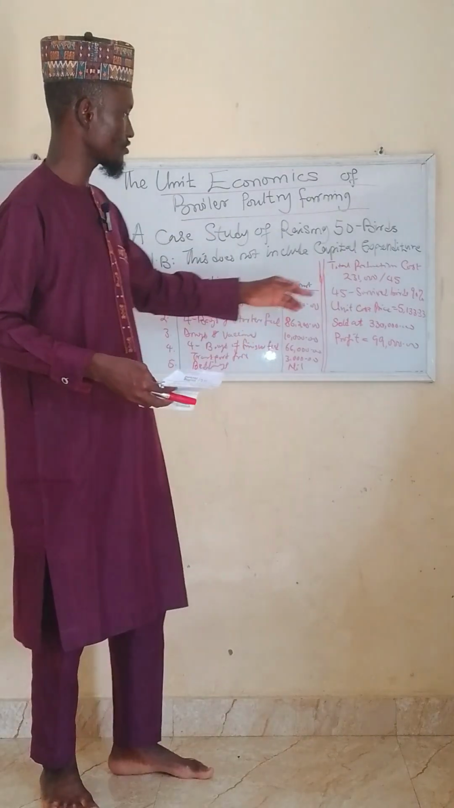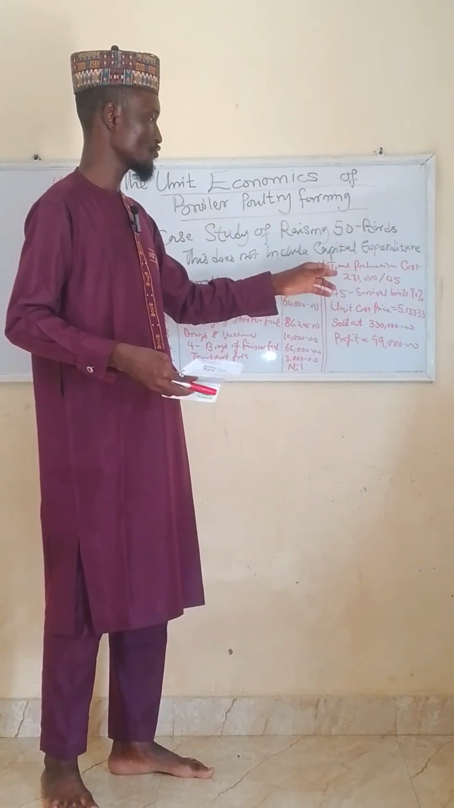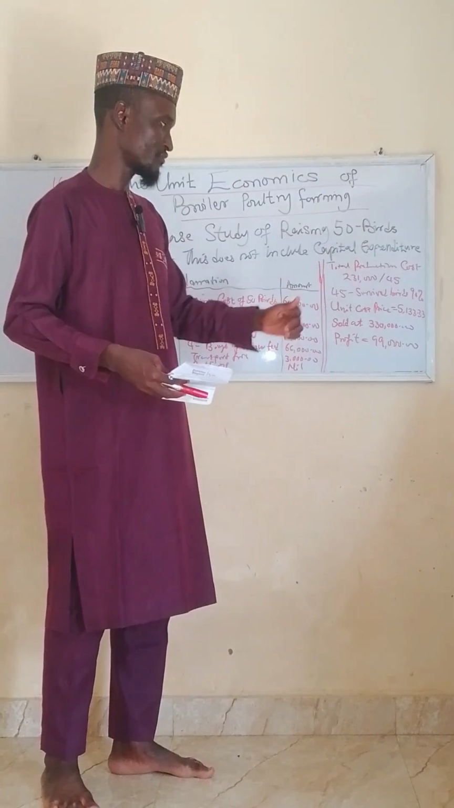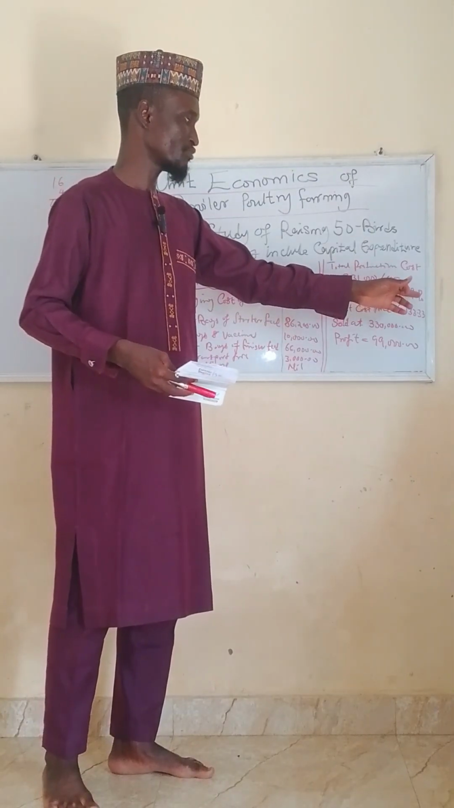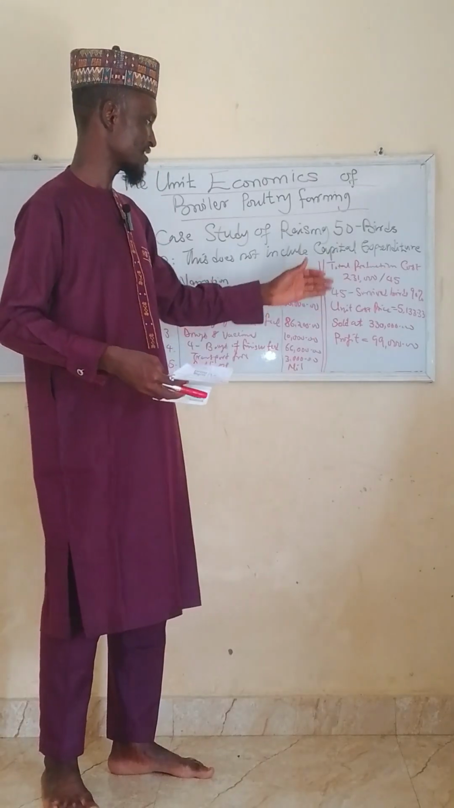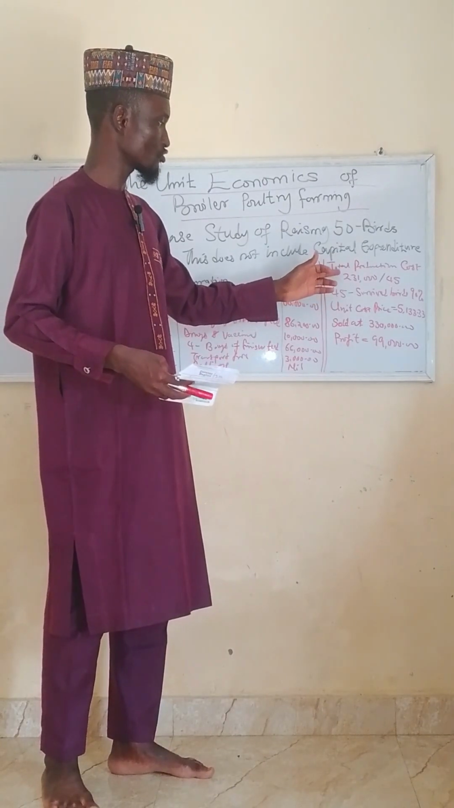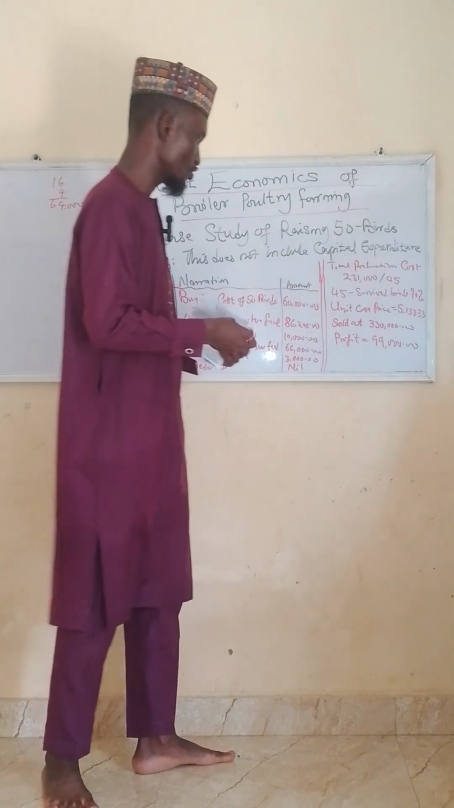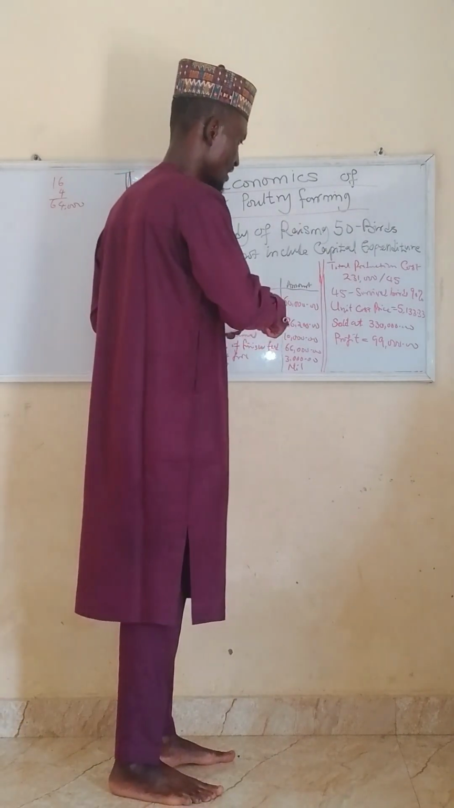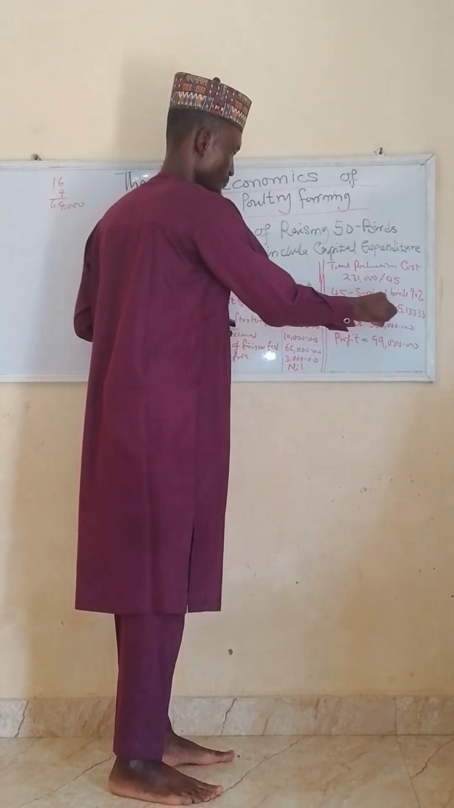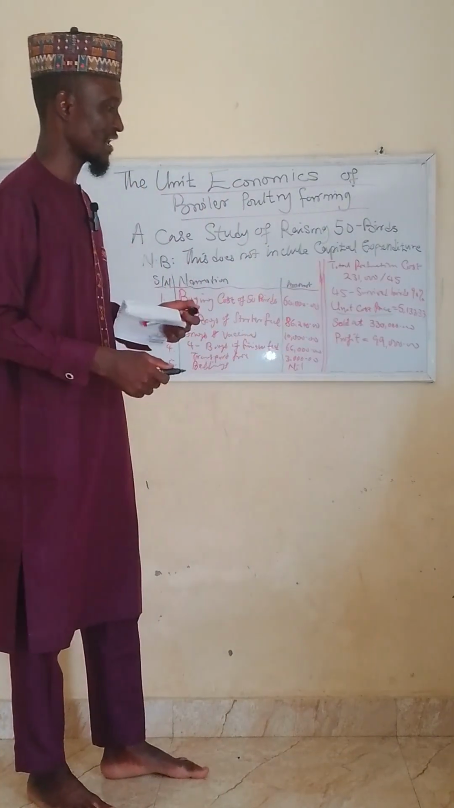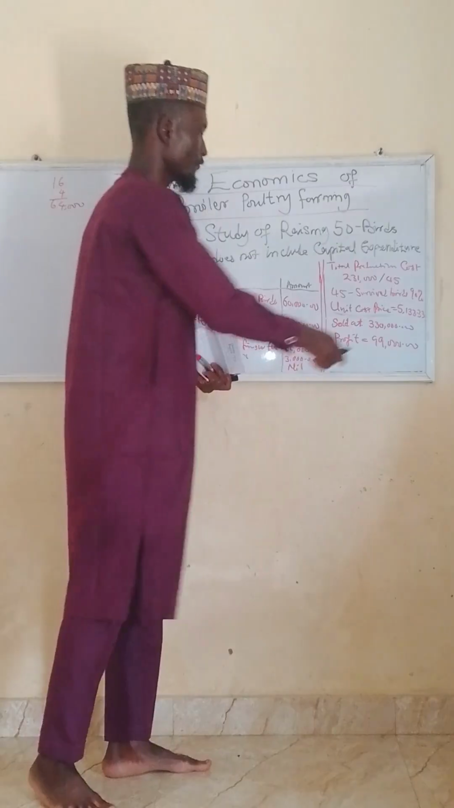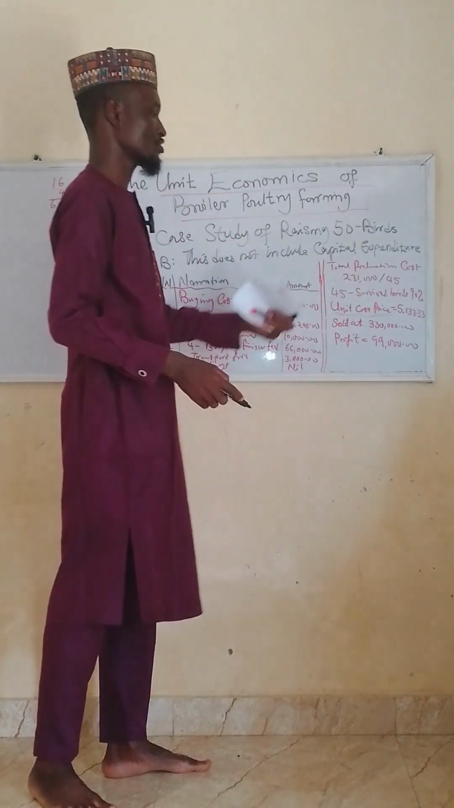At the end of this case study, the total production cost is 231,000, and 45 birds survived, which means we have a 90% survival rate. And at that, you take the total production cost divided by the surviving birds. That's going to give you the unit cost per bird. The unit cost per bird is 5,133.33 kobo.